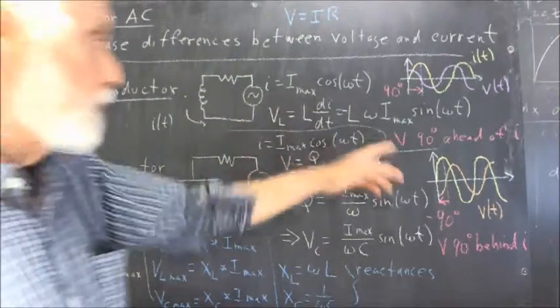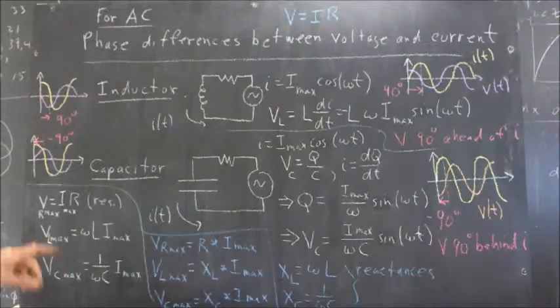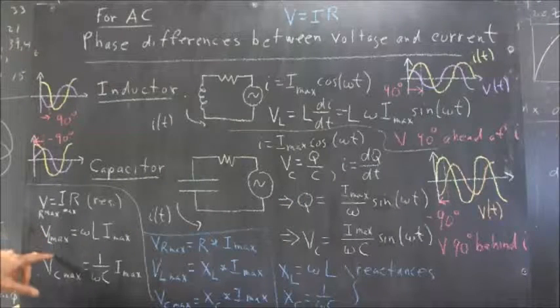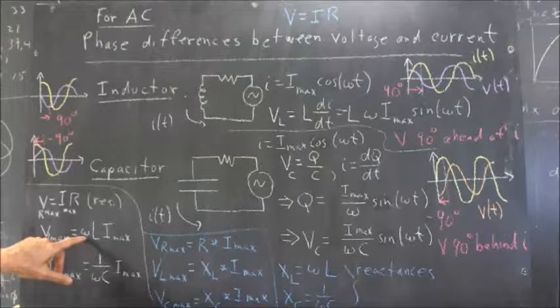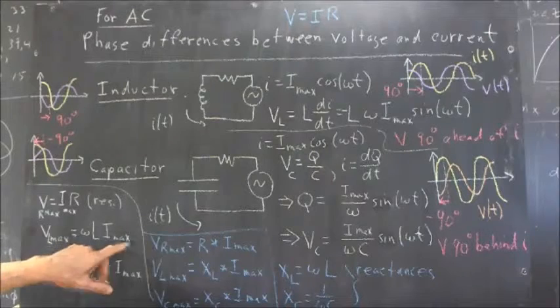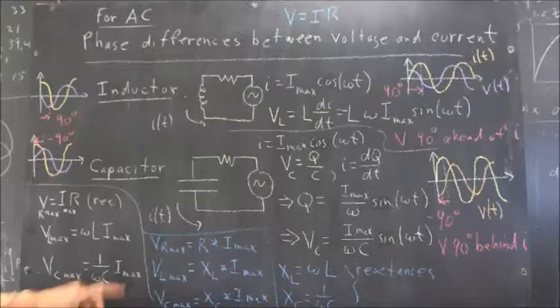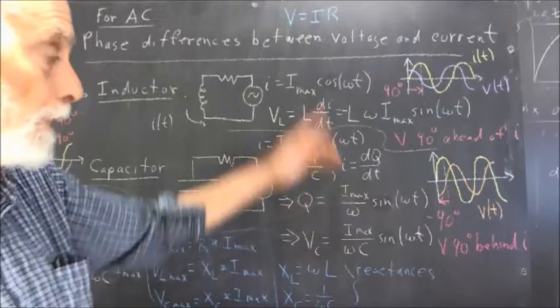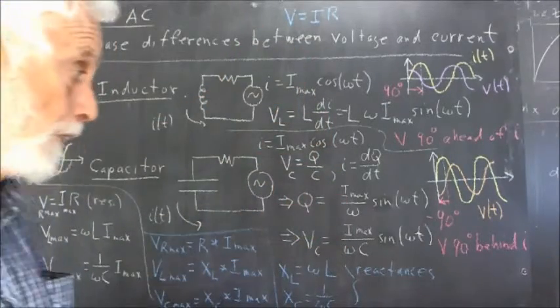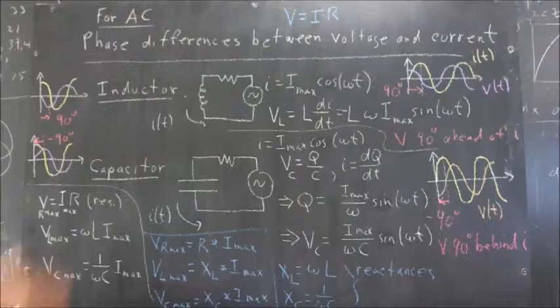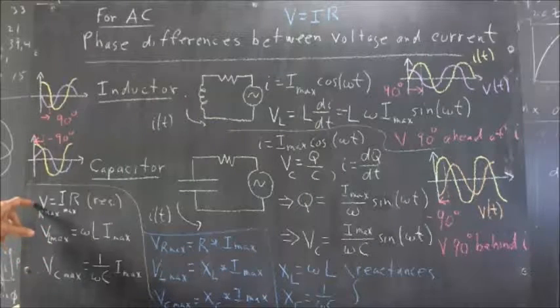From these relationships, we see that the maximum voltage on an inductor is omega L times the maximum current, and the voltage on the capacitor is 1 over omega C times the maximum current. This follows simply from these derivatives and antiderivatives. Details are actually quite straightforward. Then, of course, we have voltage equals current times resistance for a resistor.